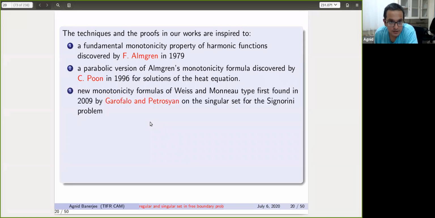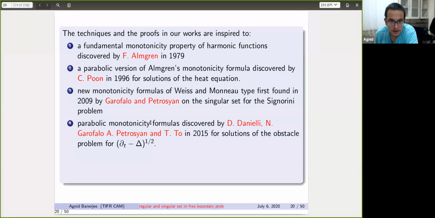I'm not describing what they are because they will come sometime later. And then our works are also inspired by monotonicity formulas that were found by Garofalo and Petrosyan, of Weiss and Monneau type, when they studied the singular set for the Signorini problem for s equals one half. And then there are parabolic monotonicity formulas of the Poon type that came up in the work of Danielli, Garofalo, Petrosyan, and To, who studied the same problem for a equals 0. So what we do is study the non-zero a, because there the problem changes a lot, since now you have a degenerate parabolic PDE, so to speak.